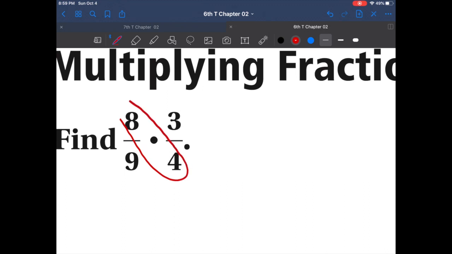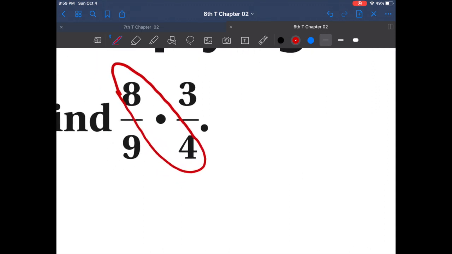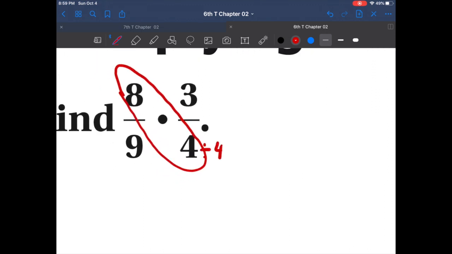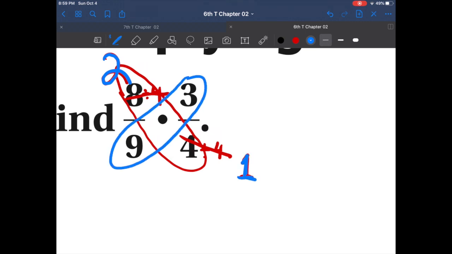I'm going to draw this little circle right here. Is there a number that can go into both 8 and 4? Yeah, 4, right? So now I'm just going to divide both of these by 4 then. What's 4 divided by 4? Well, that would be 1. And what's 8 divided by 4? That would give us what? 2. Let me put that in blue so we can see it. Give us 2.